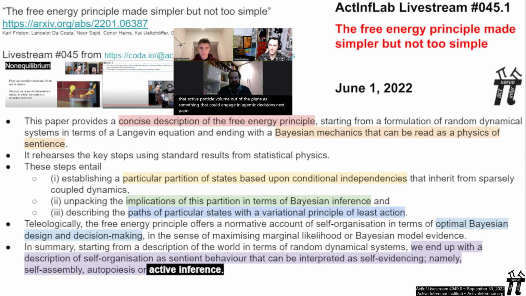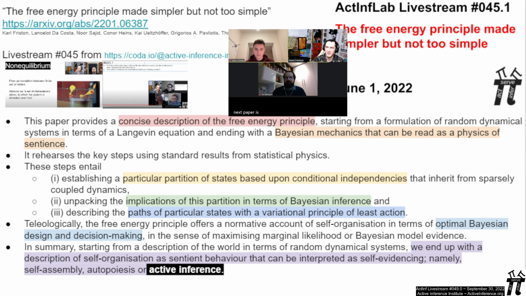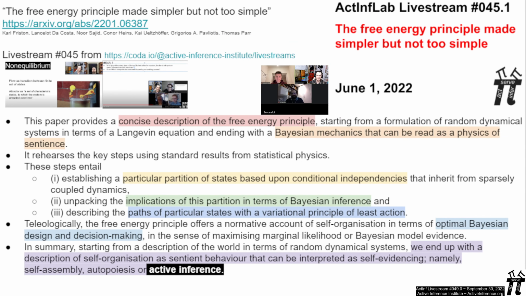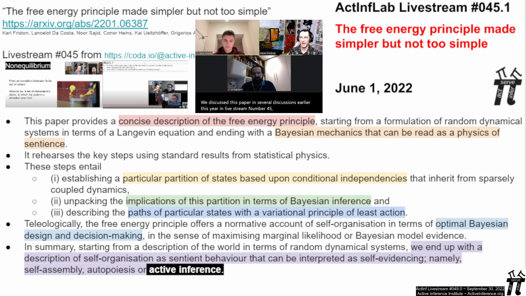Next paper. This next paper is the free energy principle made simpler, but not too simple. Be careful. It is a paper from Carl Friston, Da Costa, Sajid, Hines, Olzhofer, Pavliotis, and Parr. We discussed this paper in several discussions earlier this year in Livestream number 45. We have 45.0, background and context, and we have the .1 and the .2 with Thomas Parr and Carl Friston joining for the discussion and saying many interesting and funny things.